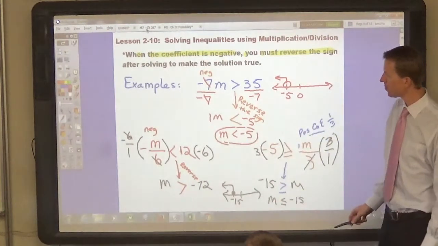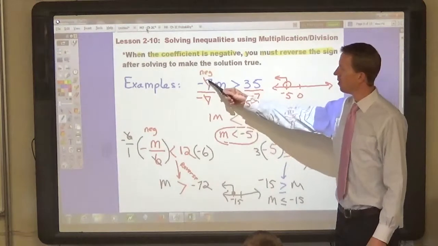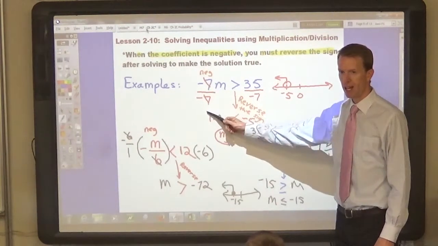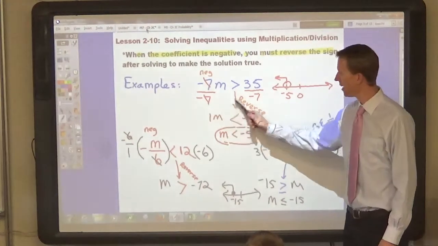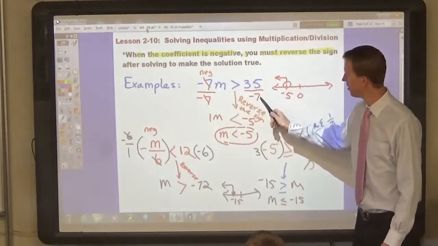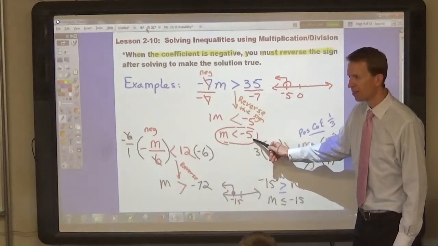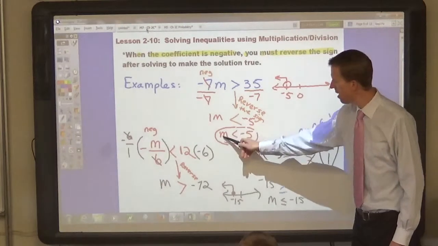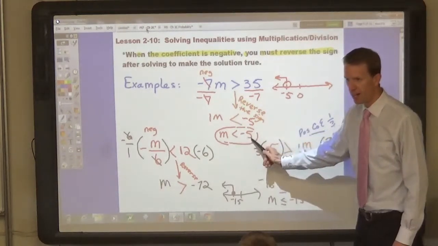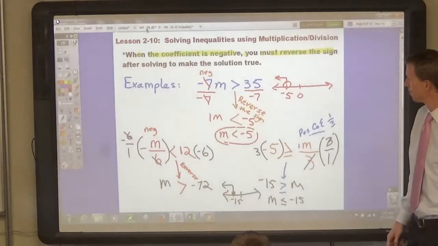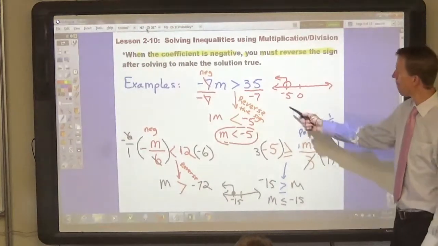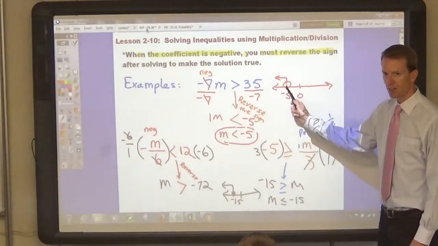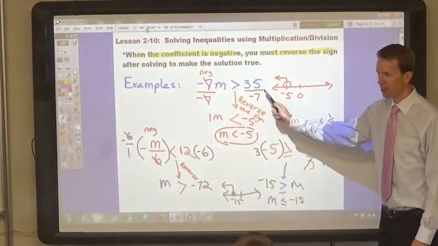So here's how this works. You solve this by dividing negative 7 divided by negative 7, dividing on both sides, get the solution, reverse the sign. So m is less than negative 5. And then here's the graph for it. Mark negative 5 with an open dot, arrow to the left.